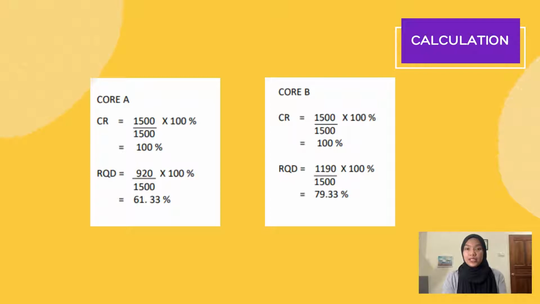Next, based on the data given, we can get the core recovery and also the rock quality designation for both core A and core B. These are the steps. And finally, we will get the answer. As for core A, CR equals 100% and RQD equals 61.33%. For core B, CR equals 100% and RQD equals 79.33%.